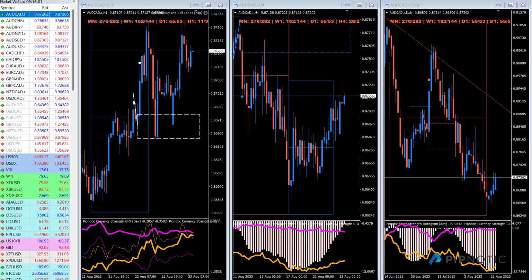Today we're just going to run through a couple of pairs, and I'm going to share a configuration I've been using on the supply and demand software that's doing really well.